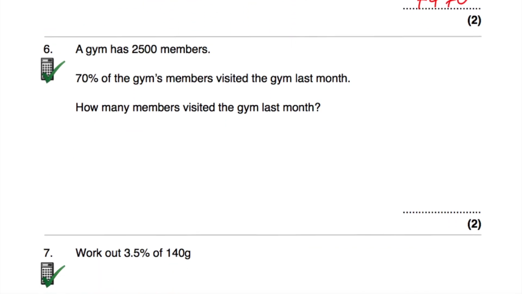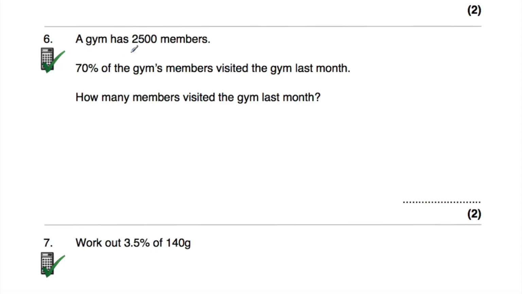Okay, let's look at our next question, question number 6. So question number 6 says a gym has 2,500 members. So there's 2,500 members at this gym, and 70% of the gym's members have visited the gym last month. So that means that 70% of the members have visited the gym last month, but that means the rest, 30%, didn't visit the gym last month. Maybe they shouldn't have a membership. And then the question says how many members visited the gym last month.